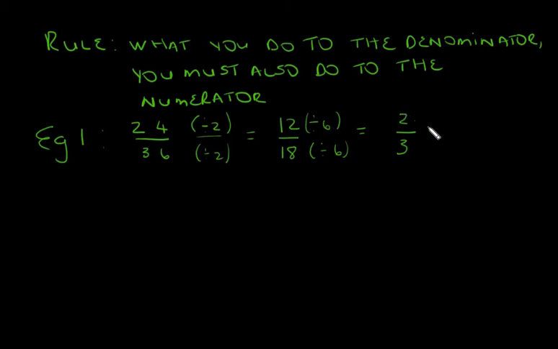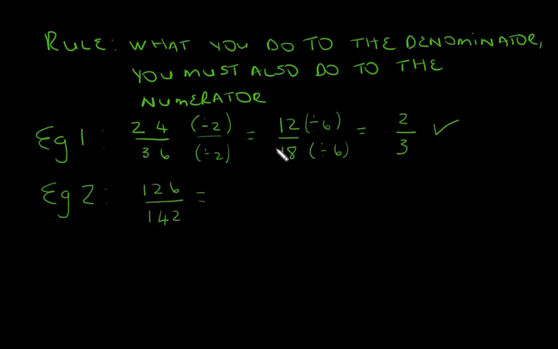Is that in its simplest form? Is there anything else that can divide into both 2 and 3, excluding 1? Because when we divide anything by 1, the number remains the same. So we want to see a change. Okay, so it won't make a difference if we divide by 1. So that's not an option. Is there anything else? No. So that is your answer. Let's look at another example.